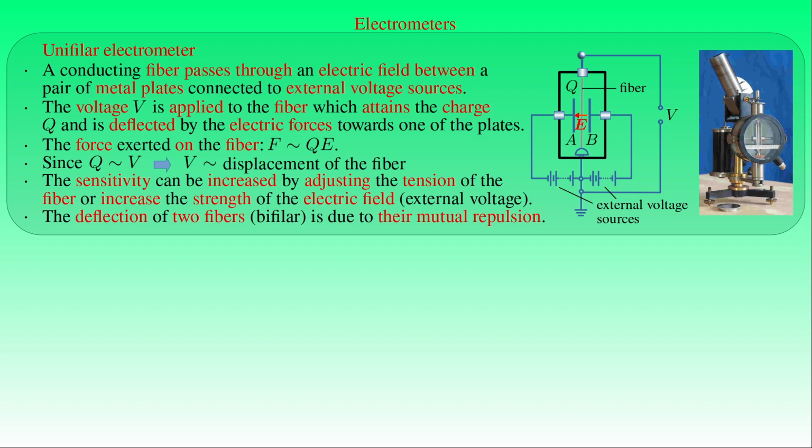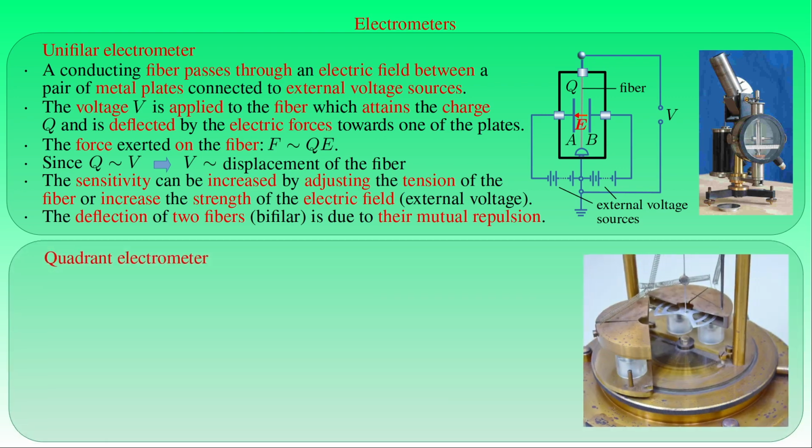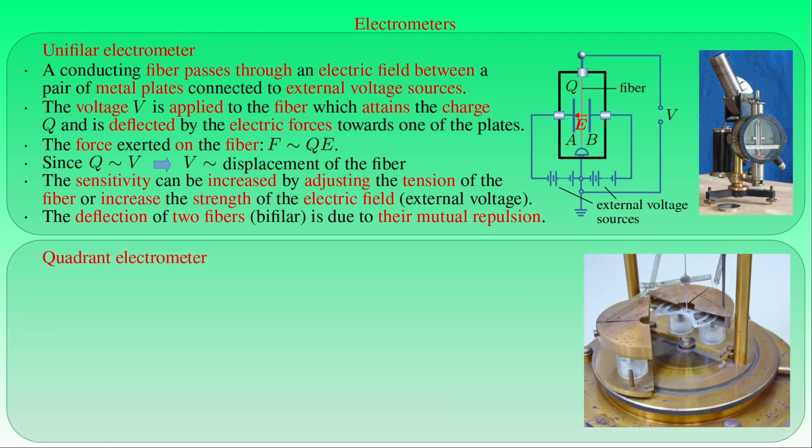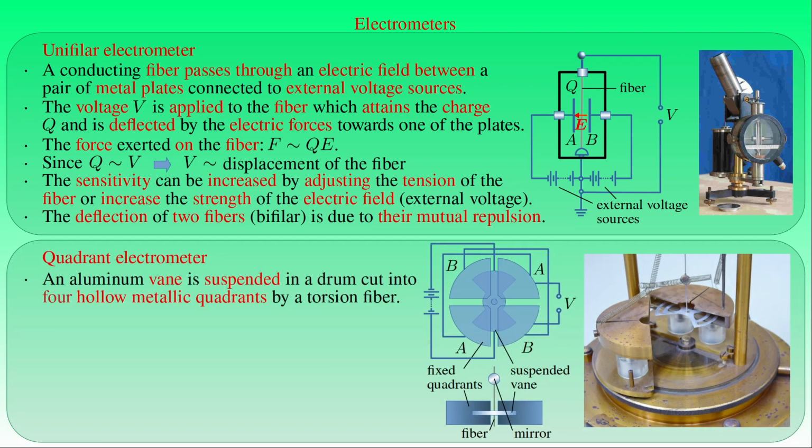The most sensitive and accurate of all the mechanical electrometers are the quadrant electrometers. In these instruments, a paddle-shaped aluminum needle with two wings or a vane is independently charged and suspended inside a drum by means of a metal-coated quartz fiber or a torsion fiber made of phosphor bronze. The drum is cut into four hollow metallic quadrants supported separately on amber insulating stands, and the insulated quadrants are connected diagonally in pairs by fine copper wires.